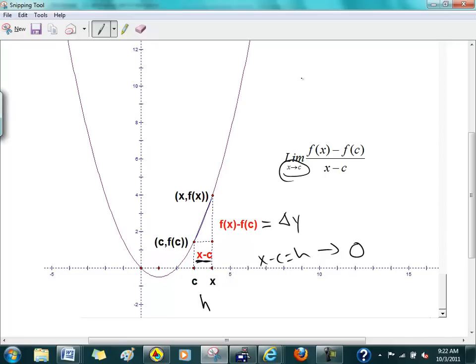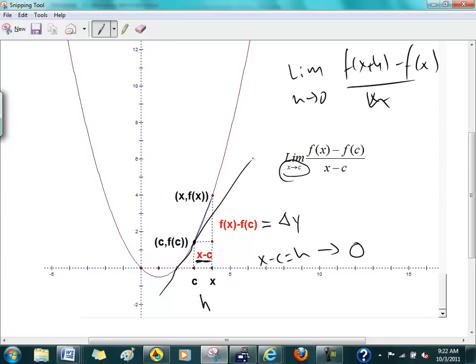Well, this is not very different from what we had earlier, right? The limit as h goes to 0 of f(x plus h) minus f(x) over h. Very similar, except what we are doing is finding the derivative at one point only. In other words, we are trying to find the slope of that tangent line. All right, you guys with me on that?